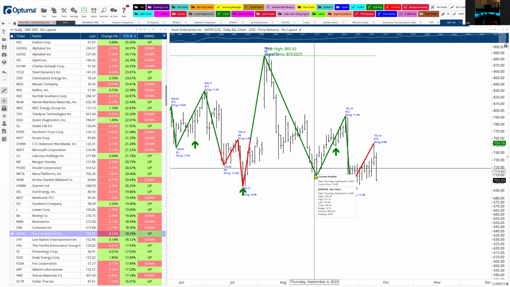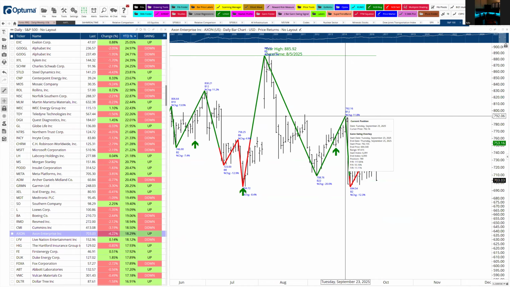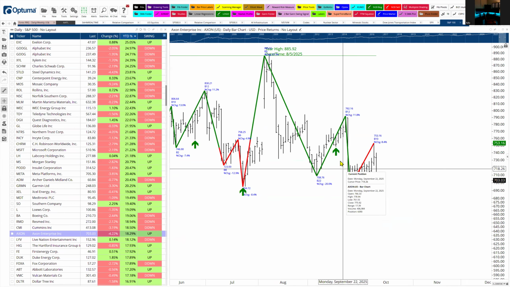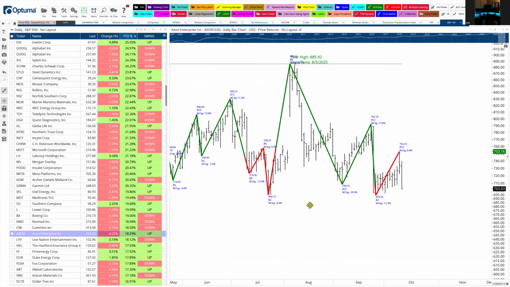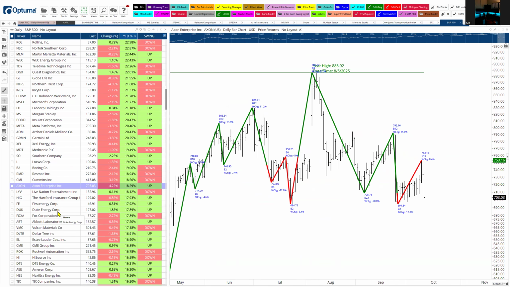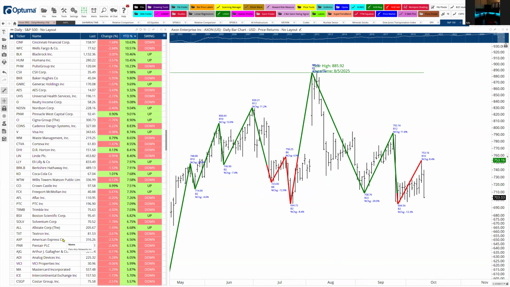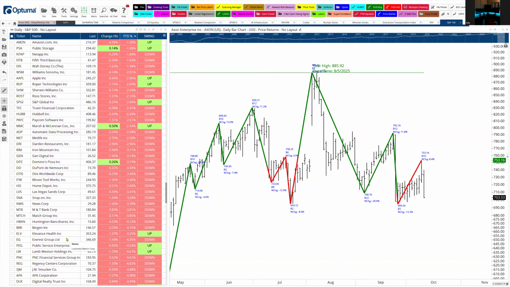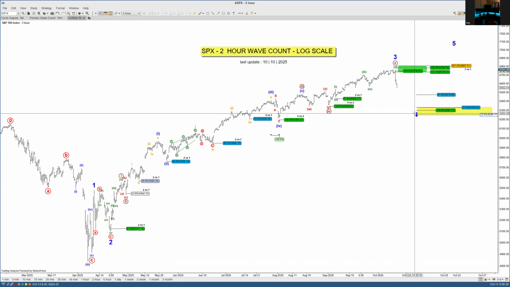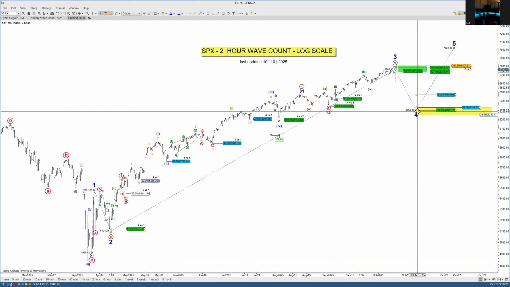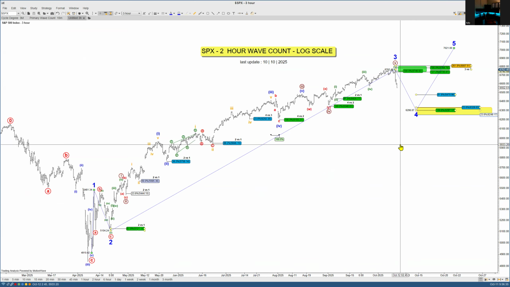You see first initial move, bounce, and another low. So we don't know, what is it, Exxon, whatever, what did they do? A bit of a mixed bag. We'll see how earnings go. This definitely looks like a fourth wave is coming into play for everyone.